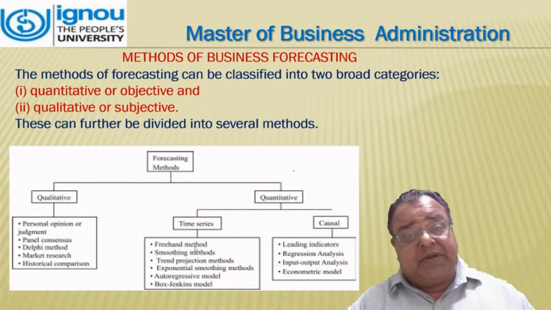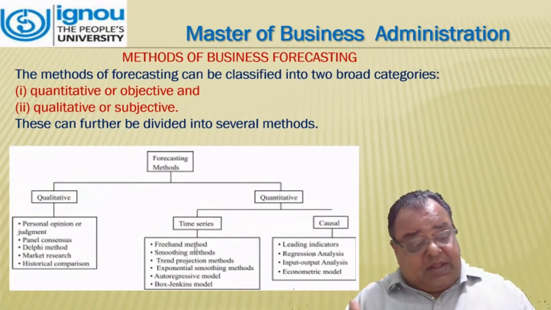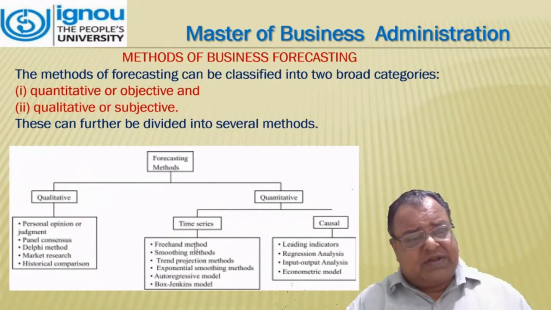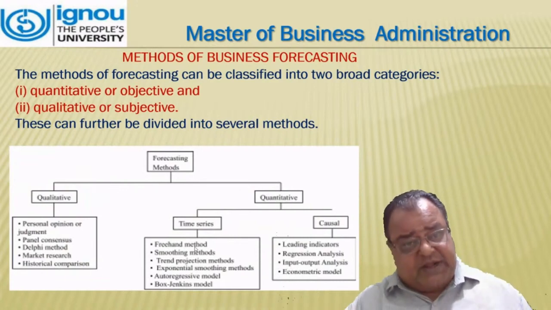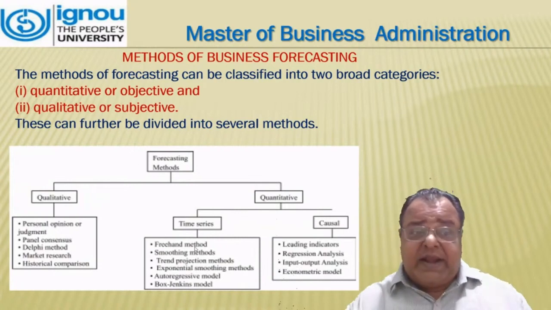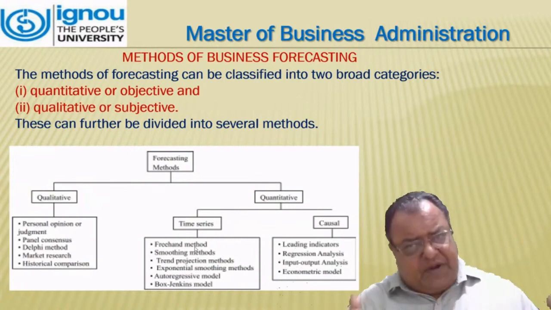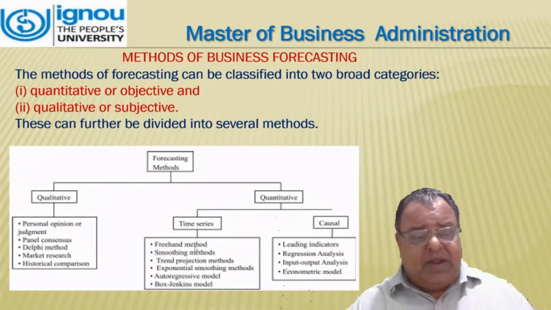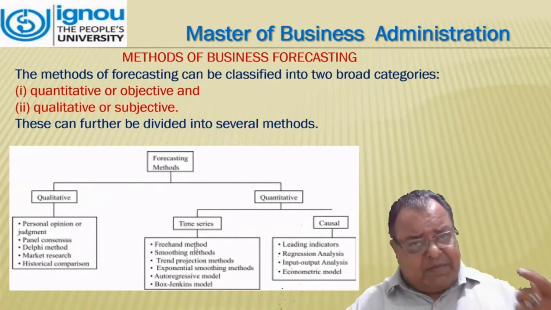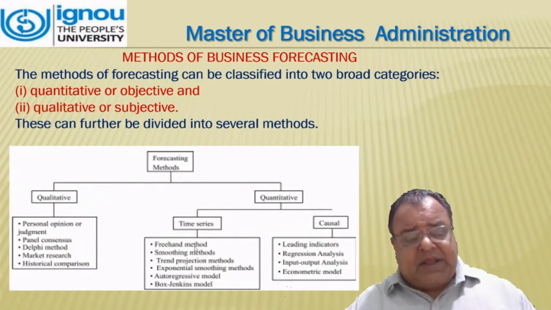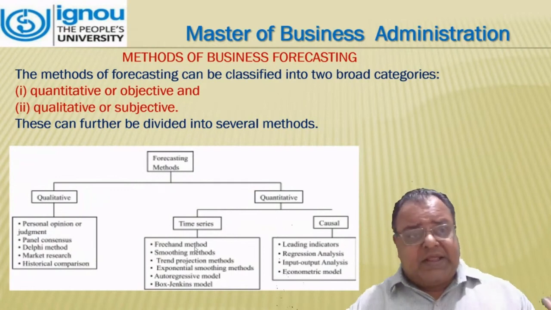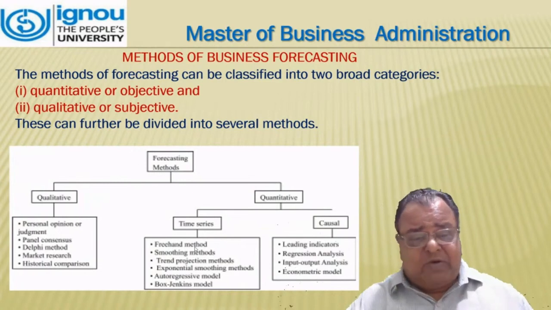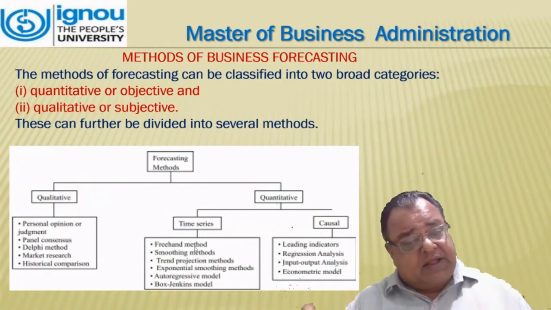What are the methods of business forecasting? The methods of forecasting can be classified into two broad categories. The first one is quantitative or objective, and the second one is qualitative or subjective. This is a very broad stream, but we are taking some of the major methods of making the forecast. As discussed, forecasting methods can be divided into two branches, that is qualitative and quantitative.